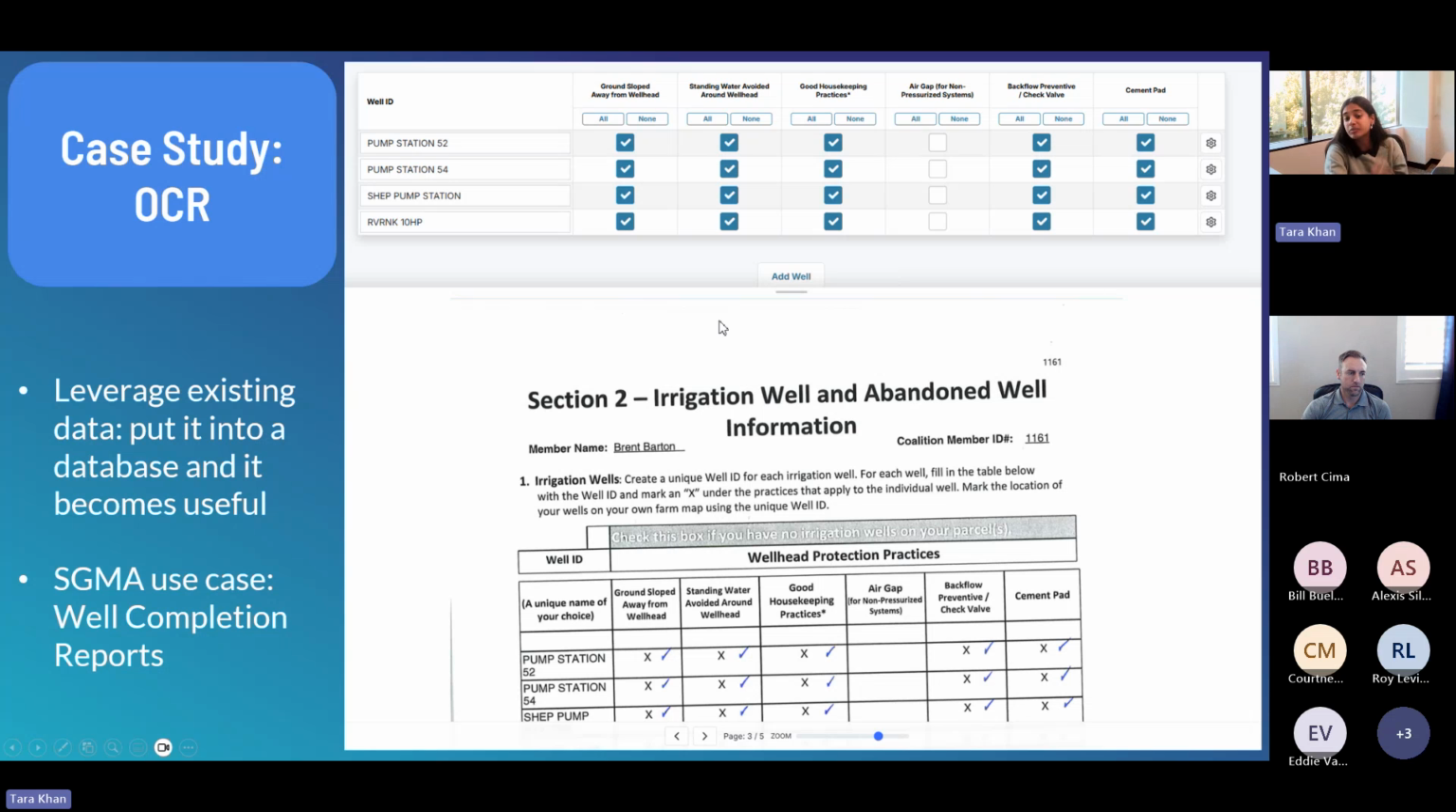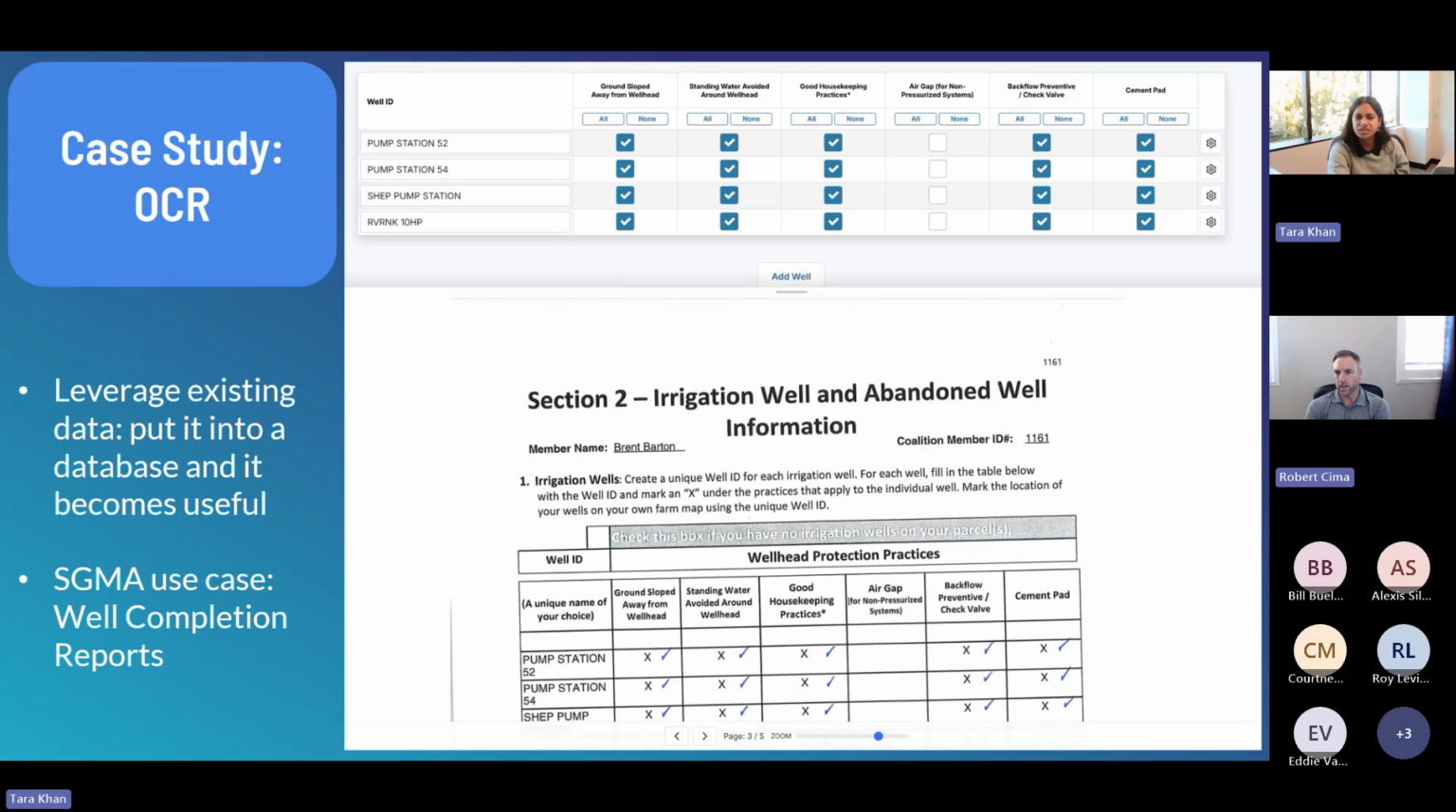And a Sigma use case that I'm thinking of right now is well completion reports. A lot of folks have historical well data. You want to be able to use that data, but you don't want to have to go through hundreds of forms and cross-reference it physically on the map and see if it's still there. So yeah.